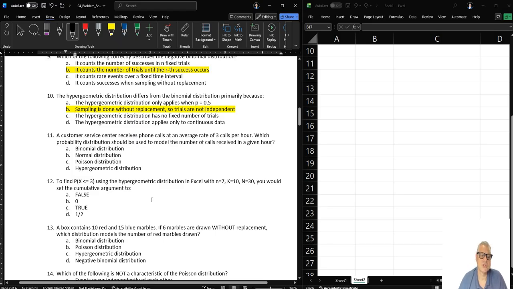11. A customer service center receives phone calls at an average rate of 3. Okay, so that already signals Poisson. Which probability distribution should be used to model the number of calls received in a given hour? Now, whenever something is per space or time interval, it's the Poisson.